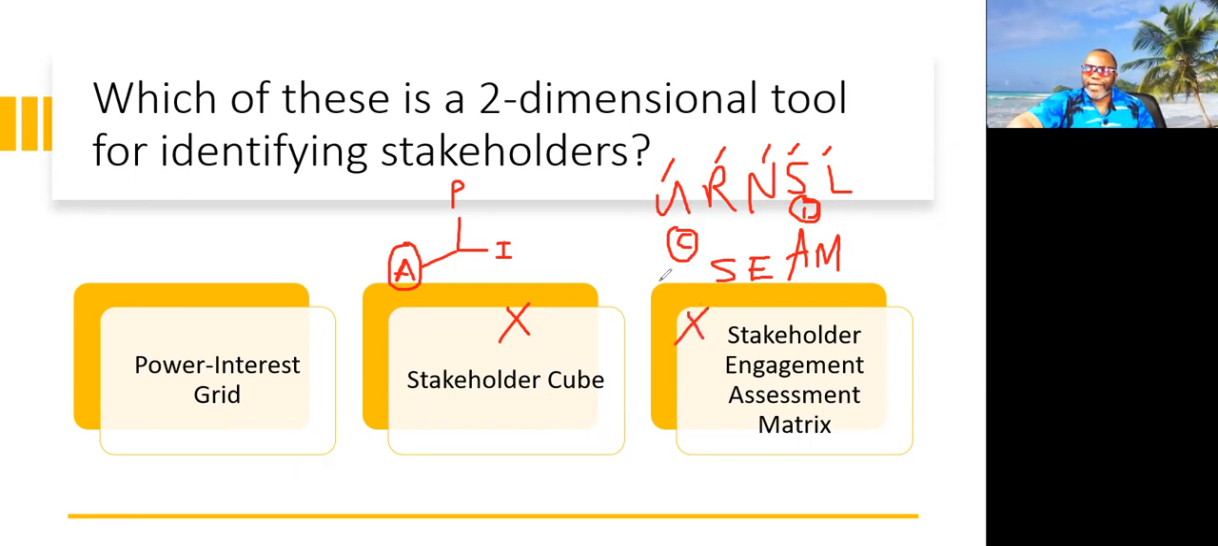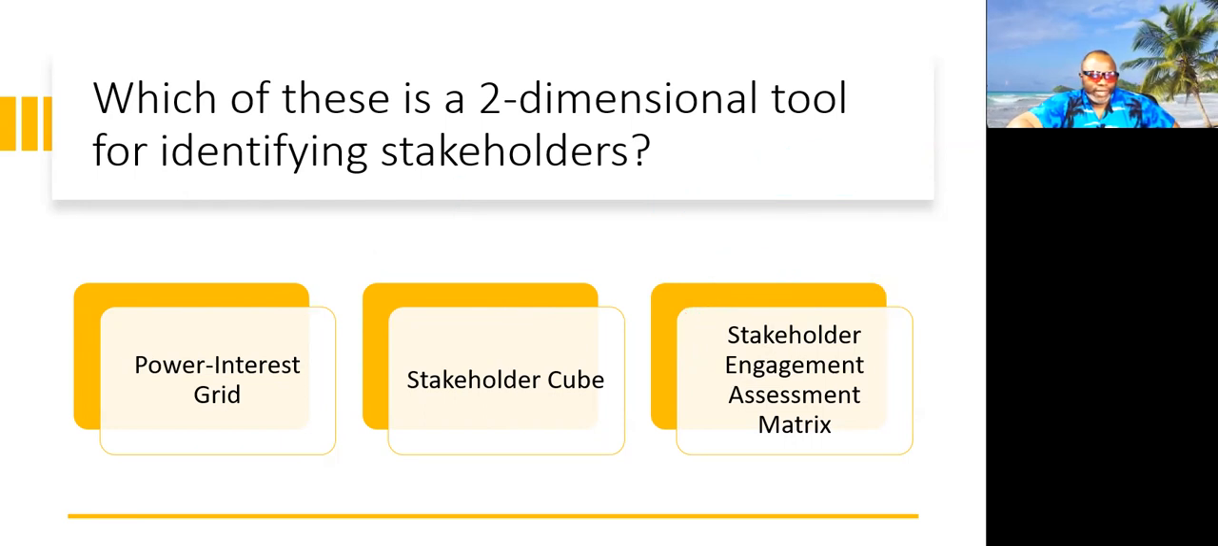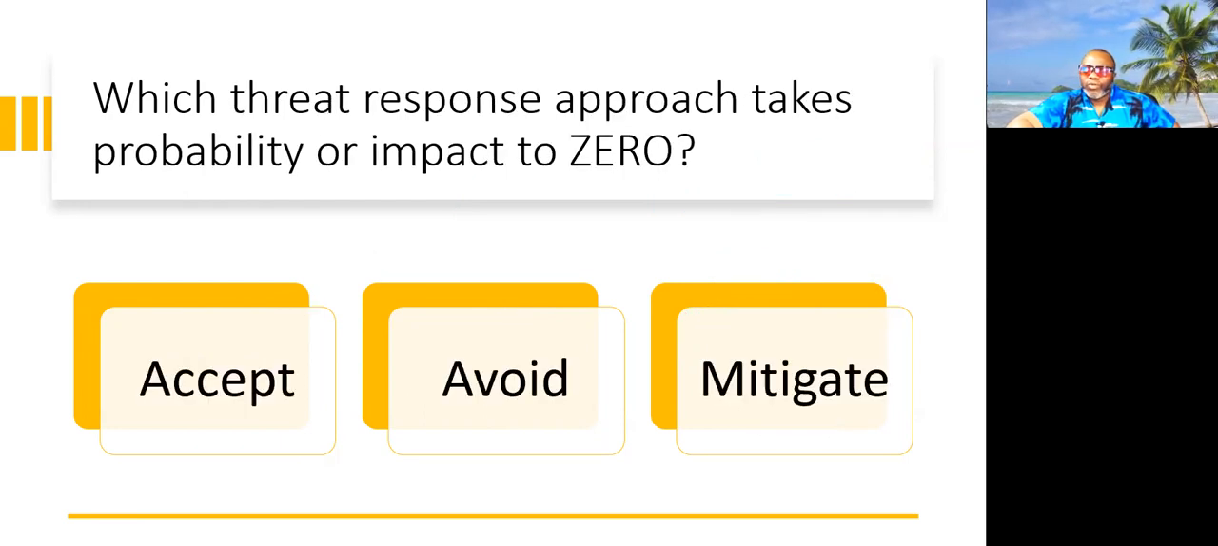The SEAM is more like, if you will, a kind of matrix, kind of like a register. And we don't use the SEAM in the identify stakeholders process. We use the SEAM in planning stakeholder engagement. That's why it's called stakeholder engagement assessment matrix. So it's not that. The answer is, of course, the power interest grid, and make sure you know the other terms for it: influence impact grid, so on and so forth. All right, let's move on to your next question. Which threat response approach takes probability or impact to 0?